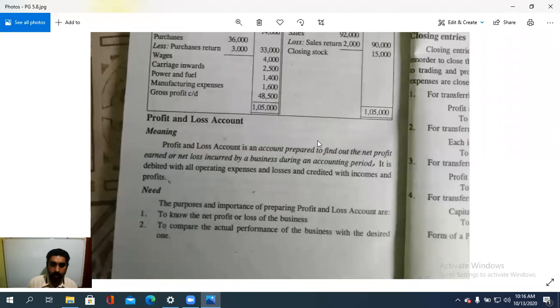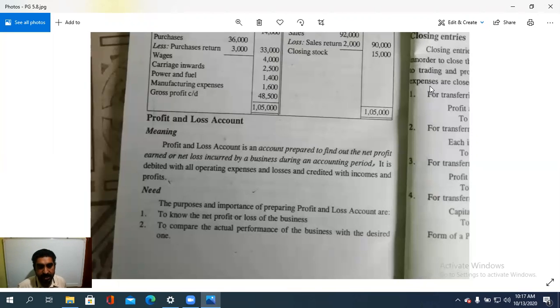So, profit and loss account. It is an account prepared to find out the net profit earned or net loss incurred by a business during an accounting period. We already calculated the gross profit in the previous classes. So from the gross profit, we are calculating the net profit earned or net loss incurred by a business during an accounting period. It is debited with all operating expenses and losses and credited with the incomes and profits. So all the operating expenses and losses are to be debited and credited with all the incomes and gains or profits.